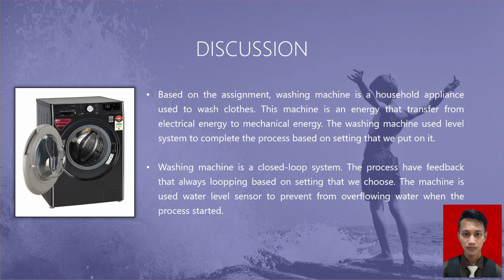Based on the assignment, a washing machine is a household appliance used to wash clothes. This machine transfers energy from electrical energy to mechanical energy. The washing machine uses a level system to complete the process based on the settings that we put on it. A washing machine is a closed loop system. The process has feedback that is always looping based on the settings that we choose. The machine uses a water level sensor to prevent water from overflowing when the process starts.